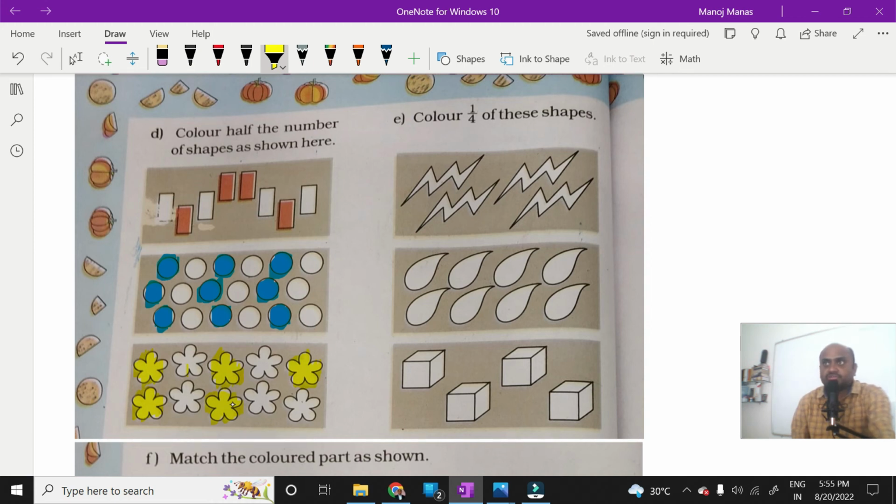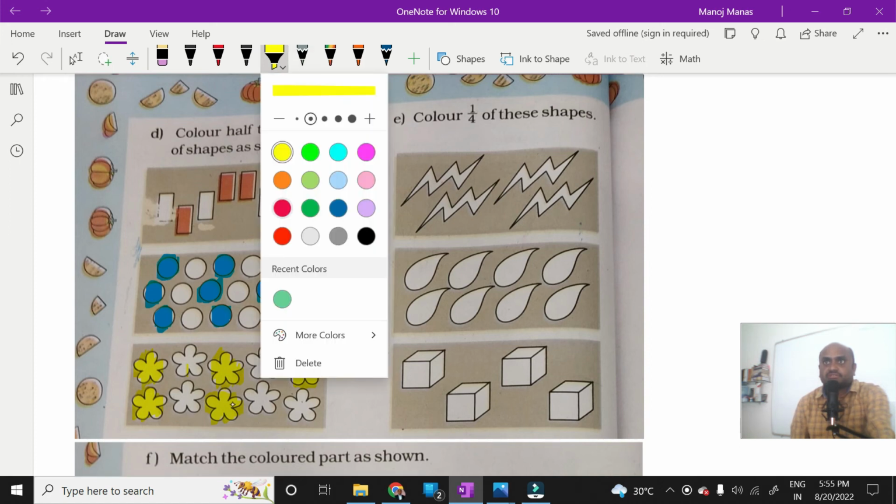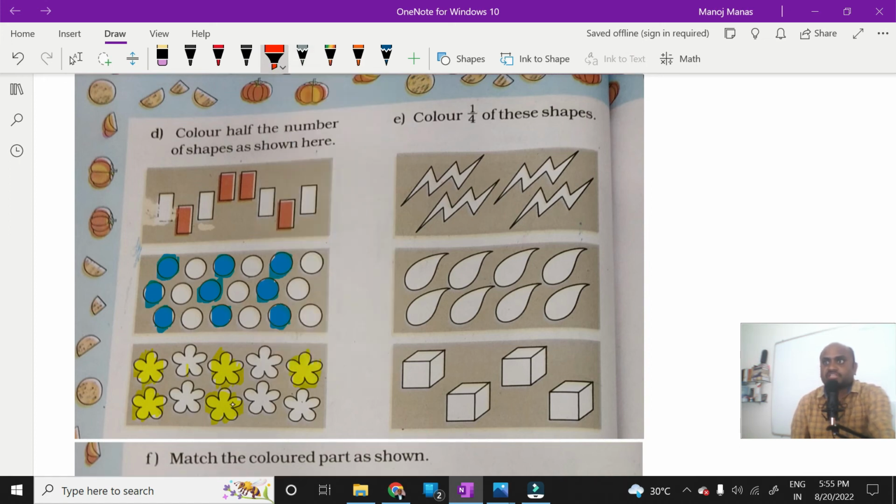That means what we have to do, out of all the available things, we have to color only one. Okay, so let me choose another color for this because it is looking like a shock. Okay, so this is 1/4 of these shapes. So drawing 1/4 is easy for us.